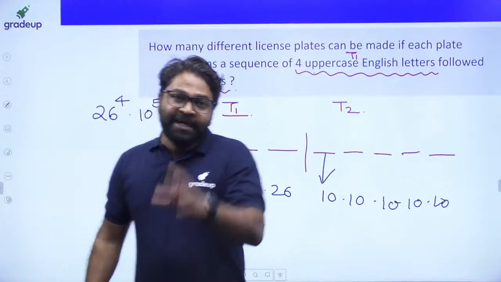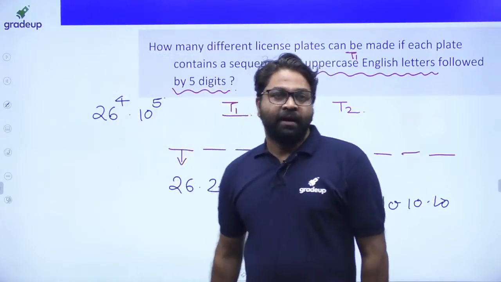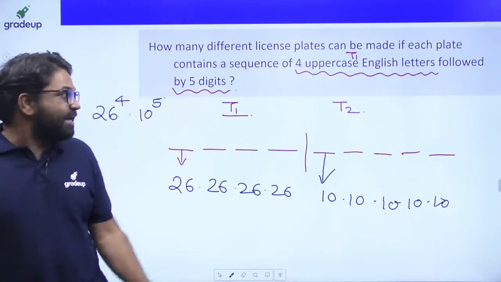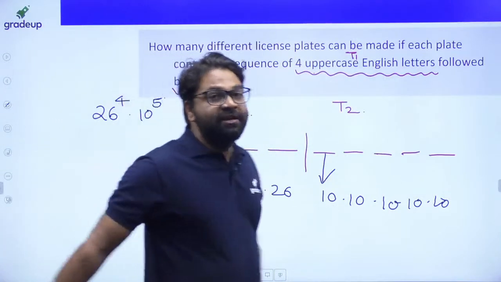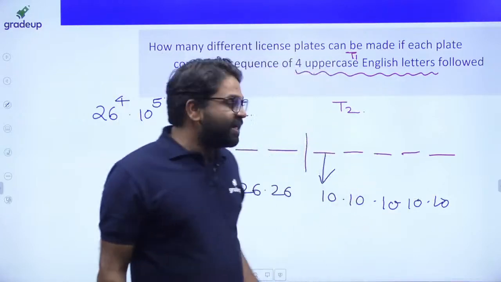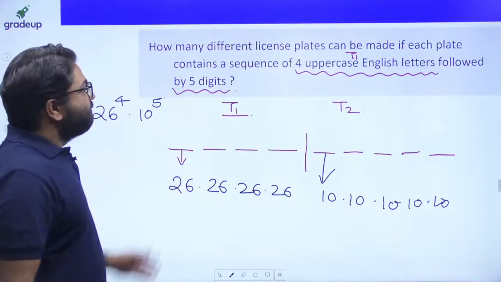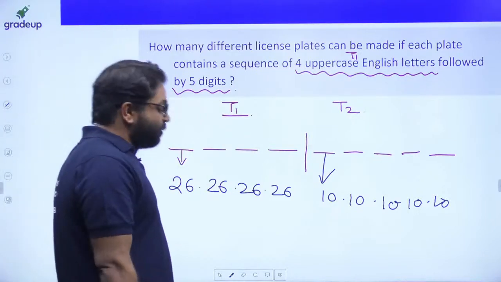If something is happening simultaneously, then we can write it. No, Abhirup, they have not used any word like distinct, so we can repeat it, no problem. 4 uppercase English letters followed by 5 digits.